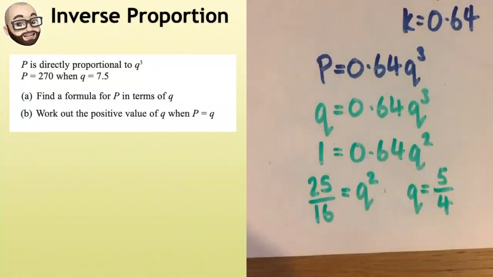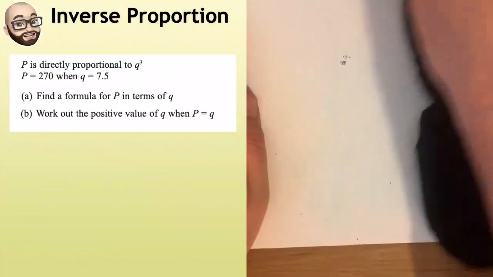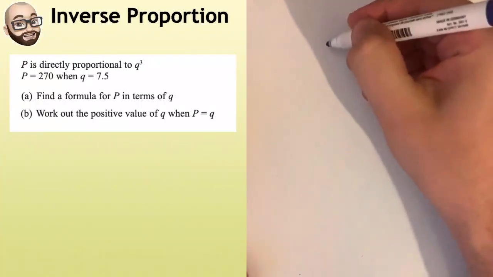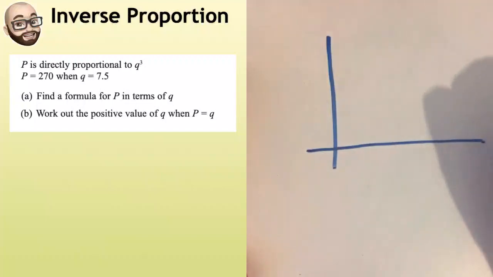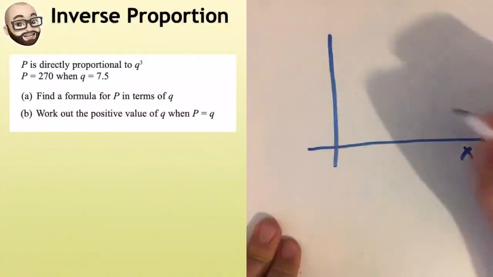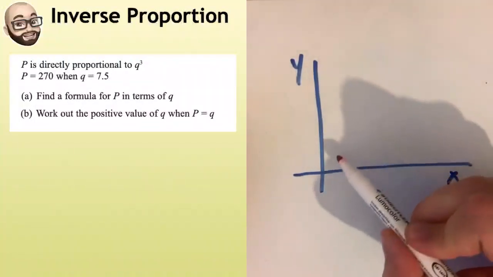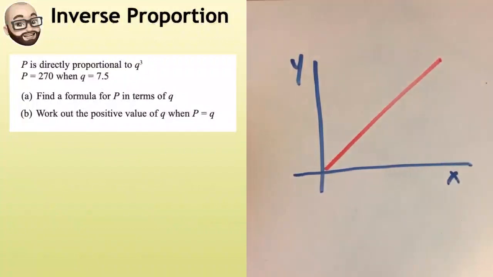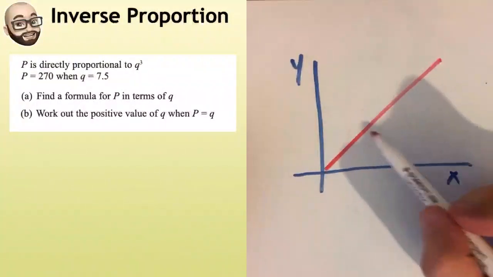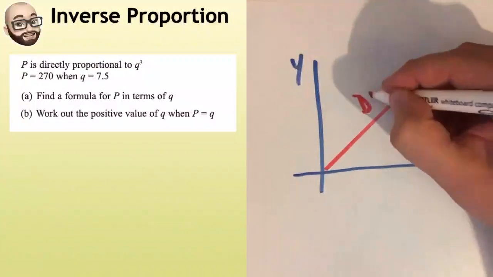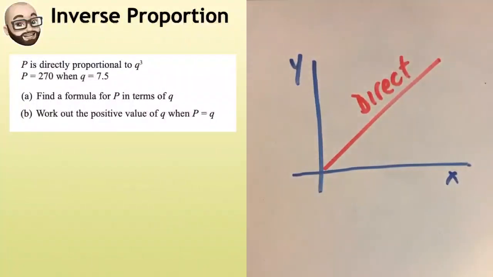Now the other thing I didn't show yesterday was a direct proportion graph. A direct proportion graph just looks like this. If this is x along the bottom and y up the side, if two things are in direct proportion, the graph is going to be a straight line. The gradient of the straight line is going to be that value of k. So if I had drawn this for the previous question, it would have a gradient of 0.64 and so on. So if it looks like this, this is a direct proportion graph.